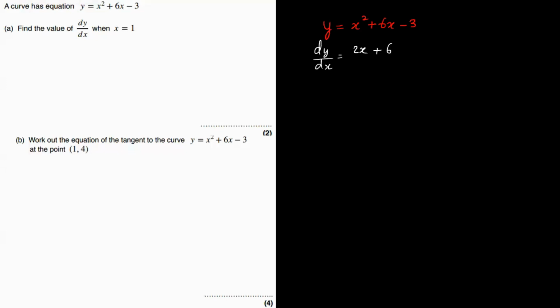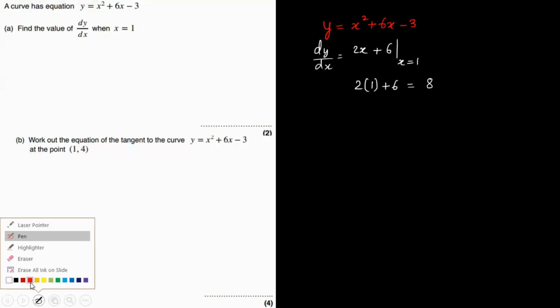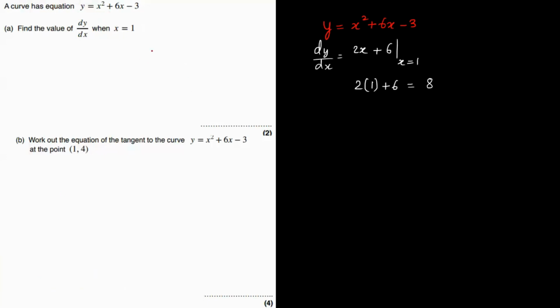Now they're saying it is at x equals 1, so you have to put x as 1. This is 2 into 1 plus 6, which gives you 8. So the dy by dx for this function at x equals 1 is 8.